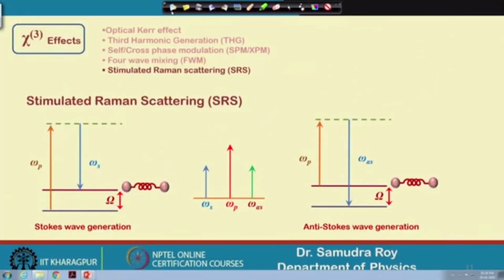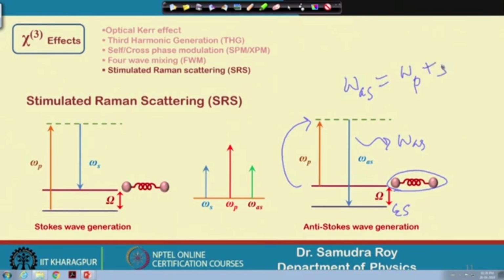Also, the opposite kind of thing can happen. Originally the molecules are in a higher energy state, and I launch an electric field with frequency omega p. These molecules can go to a higher energy level and then return back to the ground state. If I now write the energy conservation equation, this radiation is of frequency omega as, where omega as is nothing but omega p plus omega. This is the energy conservation.